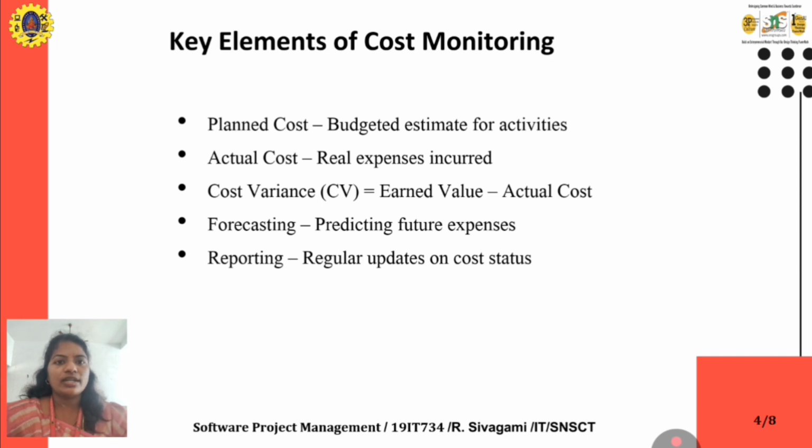The next one is the cost variance. We have a planned cost and the actual cost. We subtract one from the other, and we get the variance between the planned project and the actual project. The next one is forecasting and reporting. Reporting is the most important of all, with regular updates of the cost status.